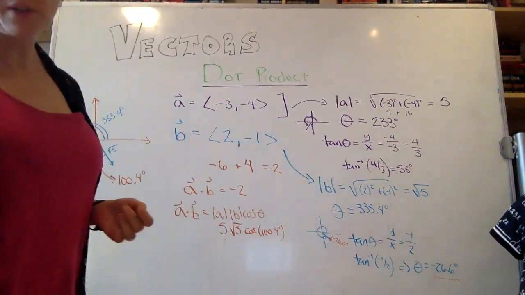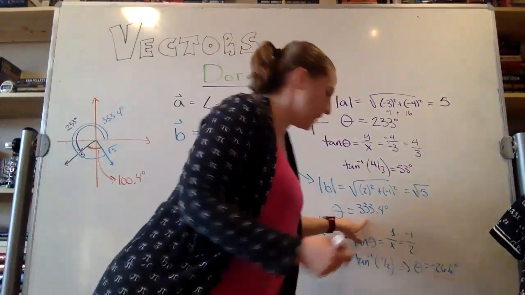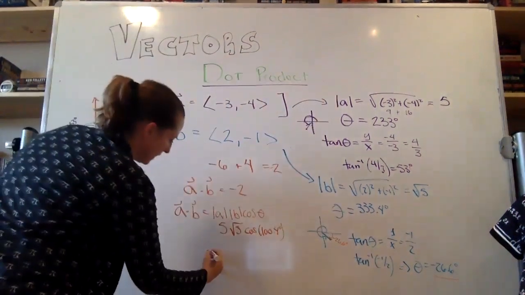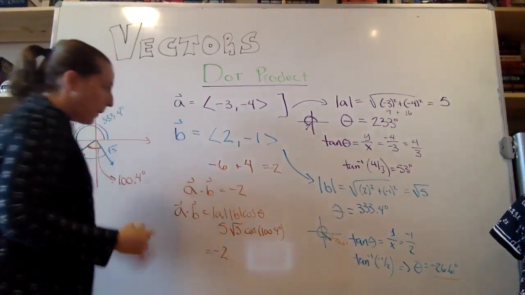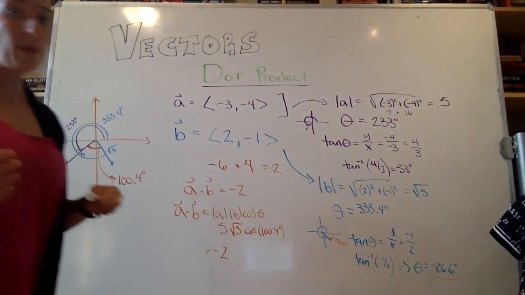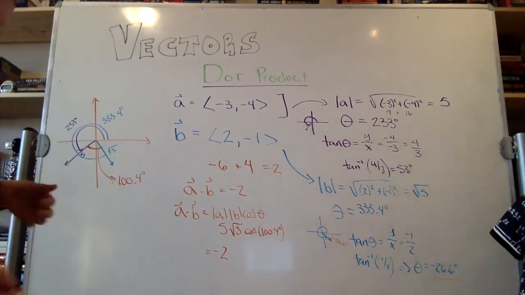It's close enough to negative 2. Remember that we had to do a little bit of rounding when we calculated these guys? So that again gives us negative 2. It's really good that our two methods give us the same thing. We would break math otherwise.